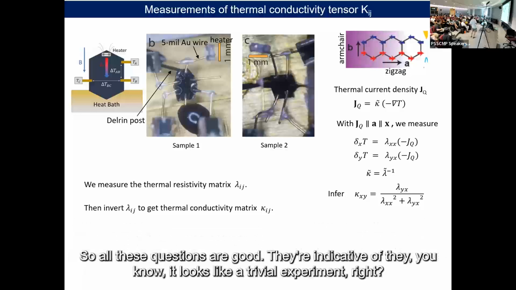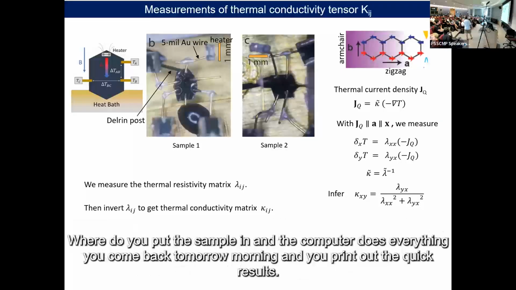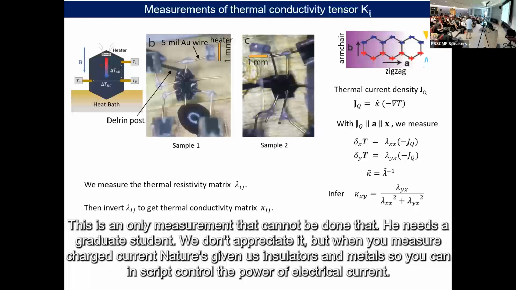So all these questions are good. They are indicative of it looks like a trivial experiment, right? Especially when you translate it. You cannot implement this on what's called the physical properties measurement system. Are you mostly theorists? All experimenters know this acronym. Every lab now working on quantum materials will buy a $60,000 or $80,000 system where you put the sample in and the computer does everything. You come back tomorrow morning and you print out the result. This is the only measurement that cannot be done that way.